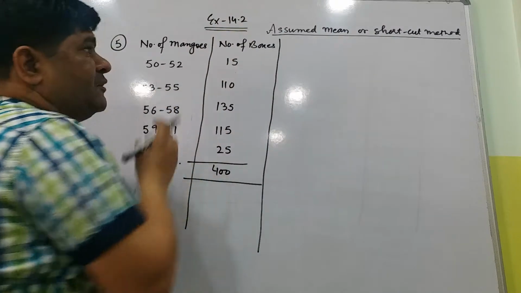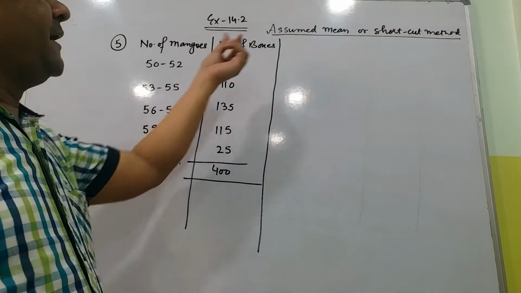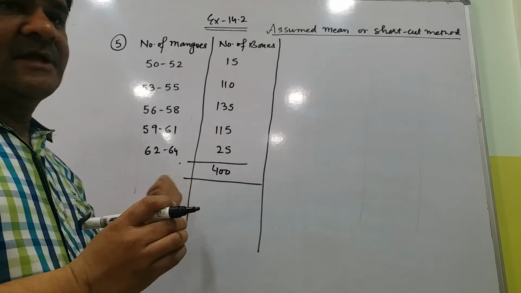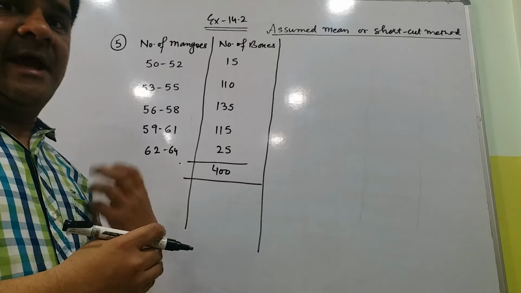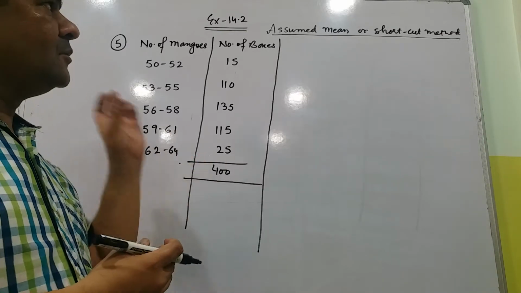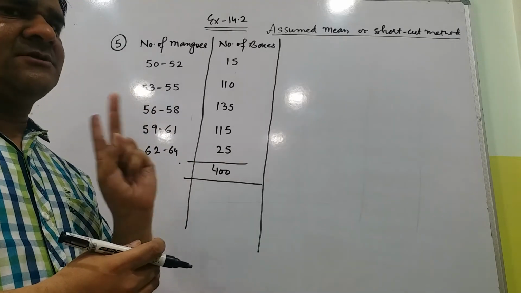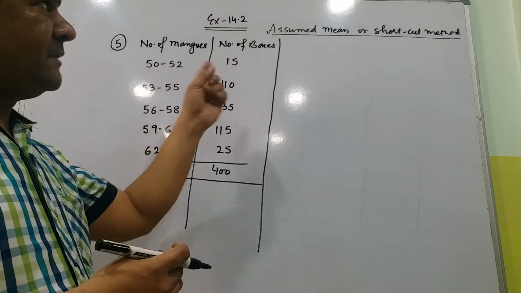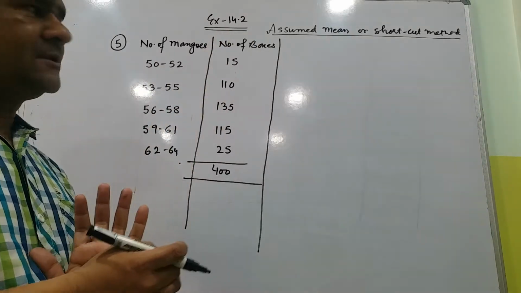So I am solving fifth sum by assumed mean or shortcut method. Yesterday you had done direct method to calculate the mean. Today we will do two methods: one is assumed mean, the other is step deviation method. Assumed mean has another name, shortcut method.